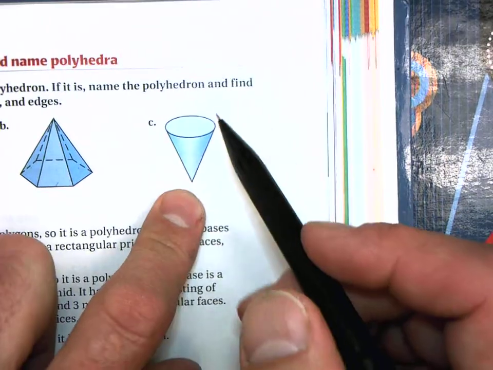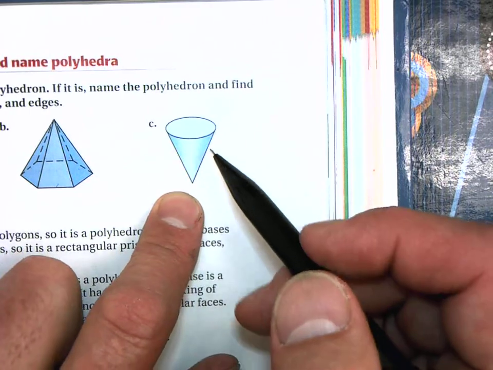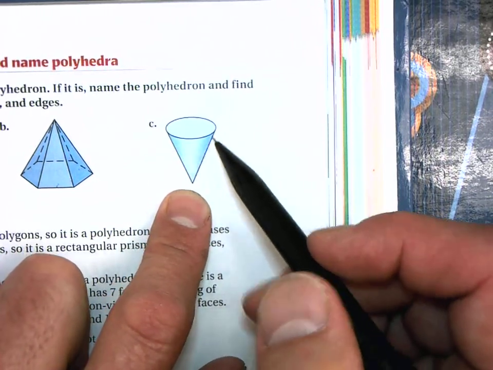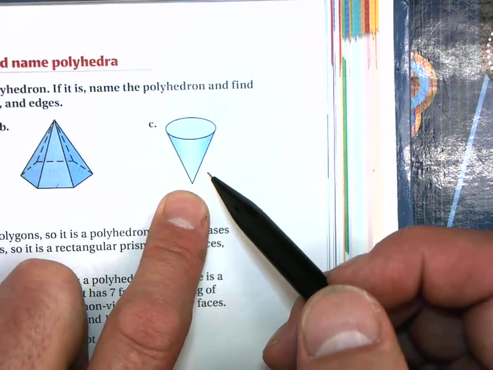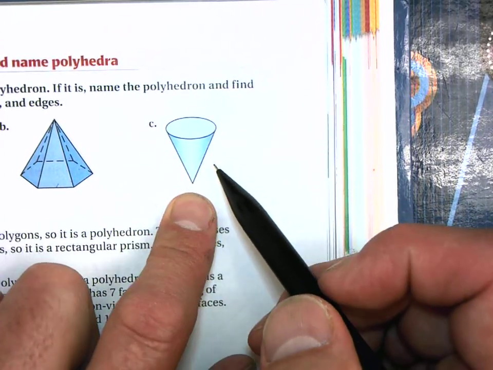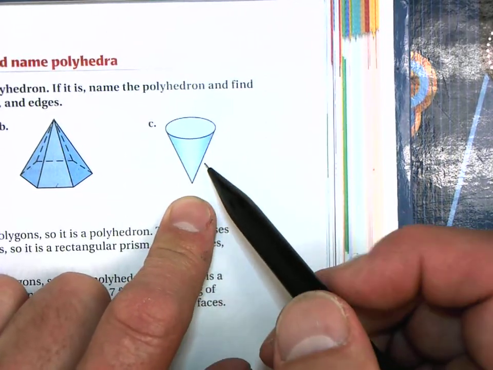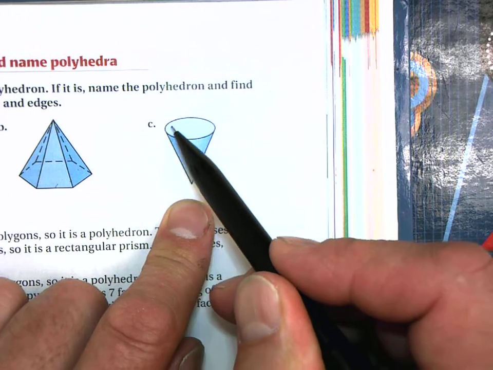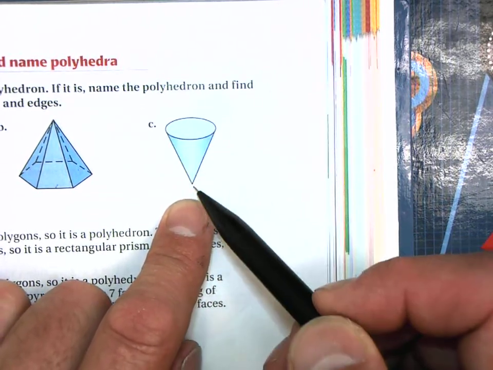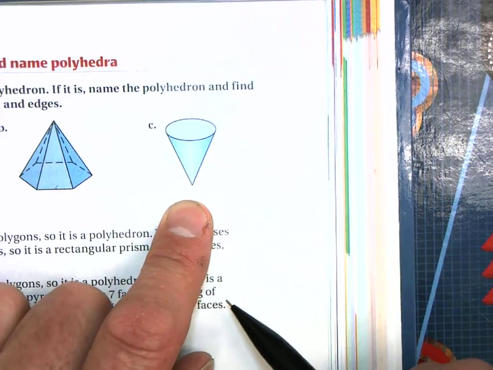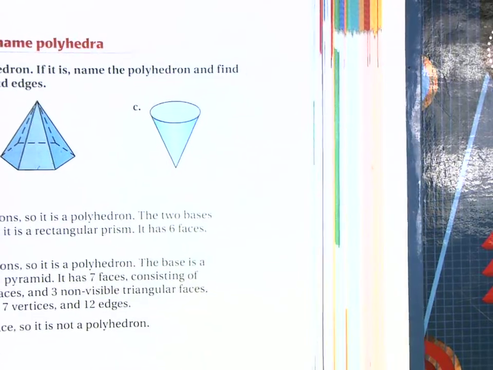Next one here. Let's look at the surfaces. Are these surfaces polygons? And the answer is no. This circle definitely is not a polygon, so therefore this is not a polyhedron. And so what kind of shape is it? Well, it does have a base, but only one base, so therefore this is a cone. A cone and a pyramid only have one base.